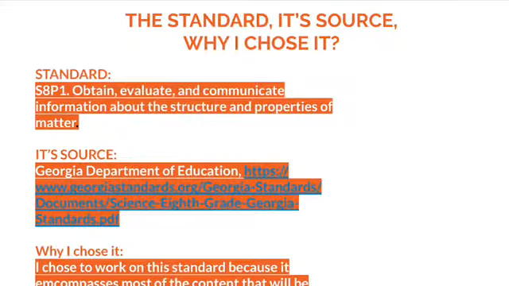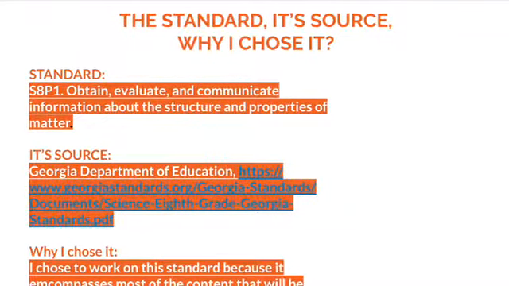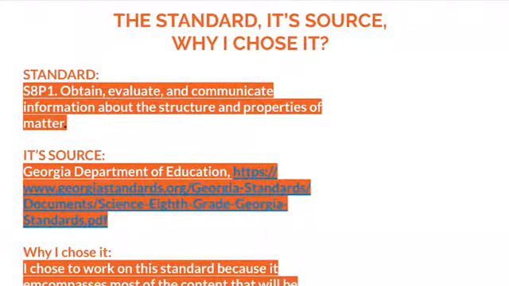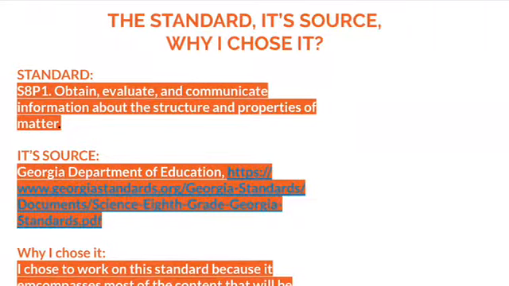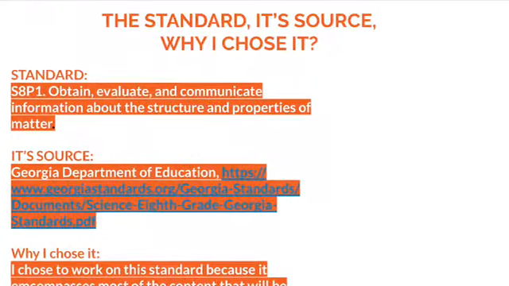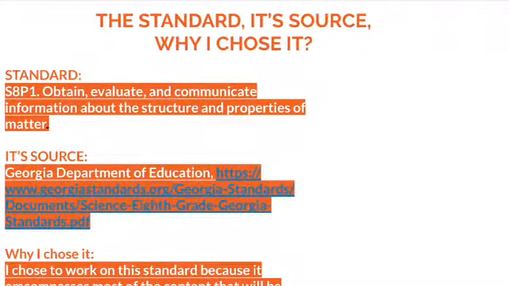We will look through this presentation and break it down a little bit and show you how I will present that standard to my students. The standard that I chose to look at is standard S8P1. It says to obtain, evaluate, and communicate information about the structure and properties of matter. The source comes from the Georgia Department of Education. It's the state standards in Georgia, the Georgia Standards of Excellence, which Georgia changed last year.